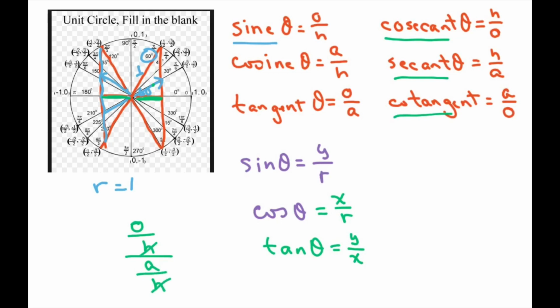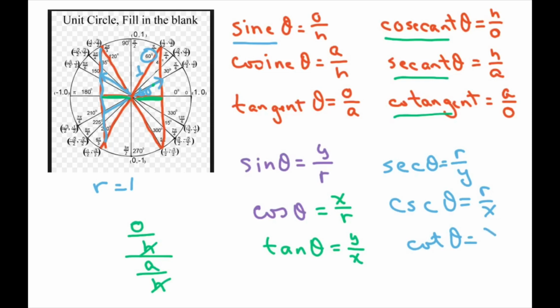Then for the rest, you just flip them. So secant is going to be r over y. Cosecant of theta is going to be r over x. And cotangent of theta is going to be x divided by y. And remember, theta just means your angle. So we're going to start with 60 and do 120 and so forth.